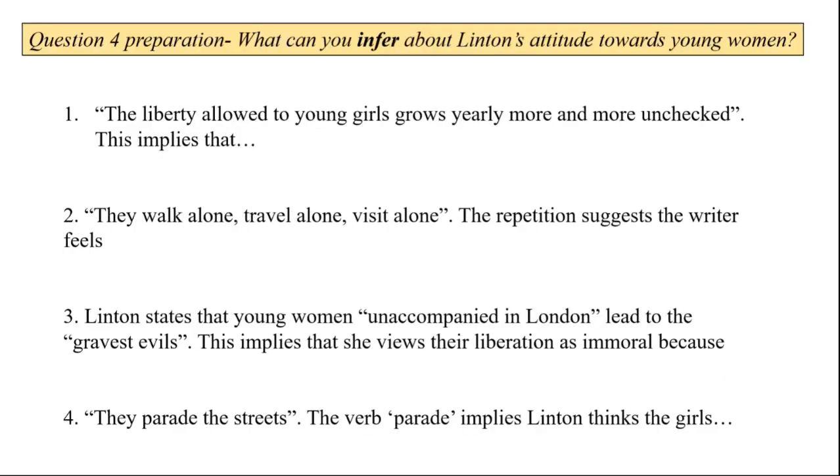Preparation for question 4, then we need to find quotes that show the writer's attitude towards women. So "the liberty allowed to young girls grows yearly more and more unchecked." This implies that the writer thinks women's freedom should be limited and that excessive freedom is actually immoral for women. She clearly thinks that they're untrustworthy, they cannot make good decisions by themselves. The verb "unchecked" in particular implies she thinks they need to be guarded and policed.